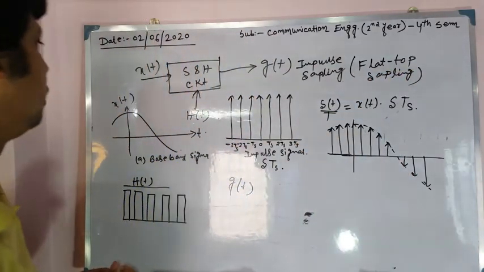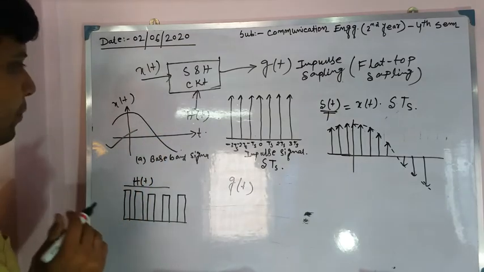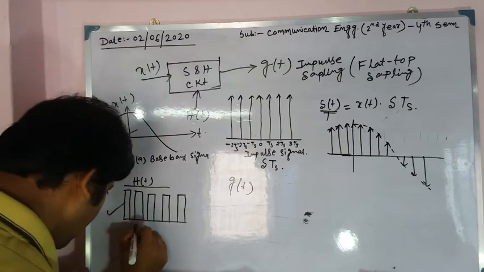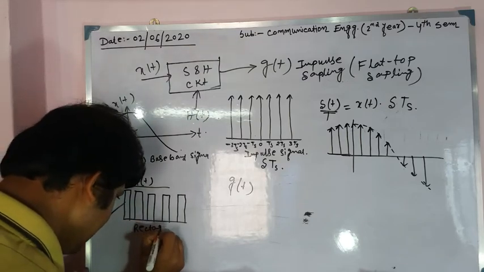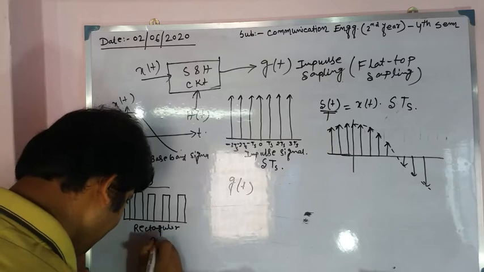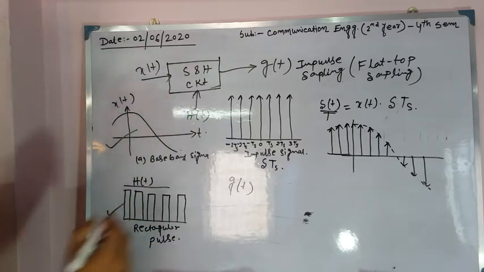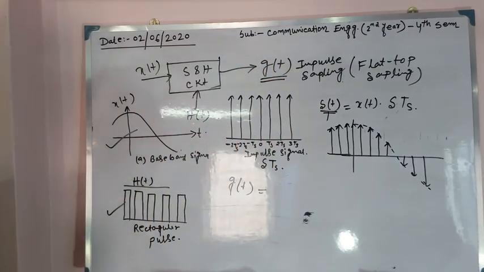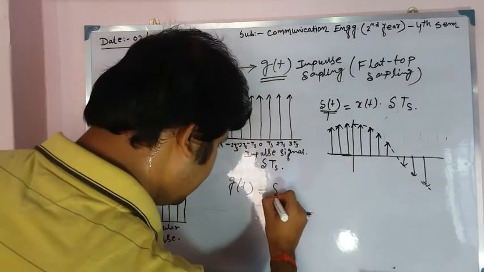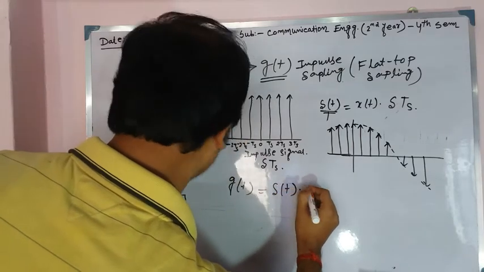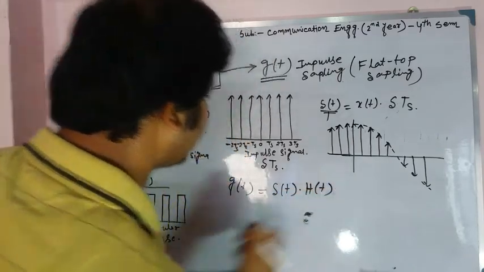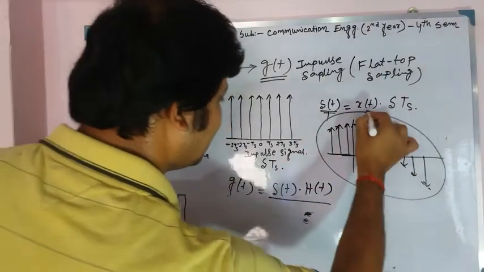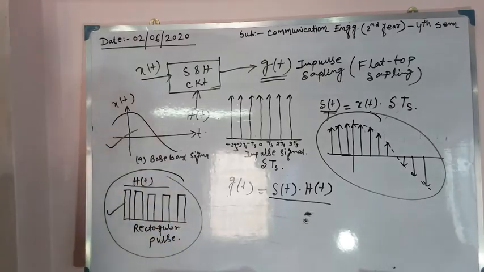So here this is x(t) and this is h(t), the rectangular pulse train or rectangular pulse. So the output is called g(t), so g(t) is equal to s(t) into h(t). So g(t) is the multiplication of s(t), meaning this signal, and h(t), meaning this signal.